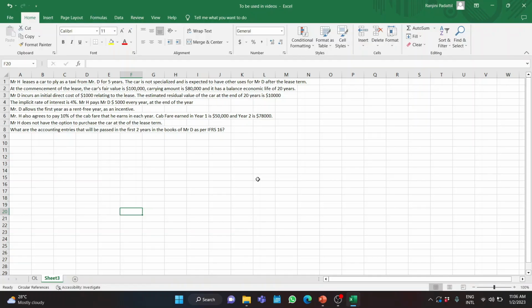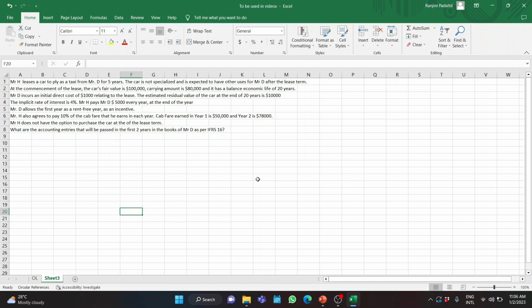Okay, let's read the question. Mr. H leases a car to ply as a taxi from Mr. D for 5 years. The car is not specialized and is expected to have other uses for Mr. D after the lease term. At the commencement of the lease, the car's fair value is $100,000, carrying amount is $80,000, and it has a balanced economic life of 20 years.